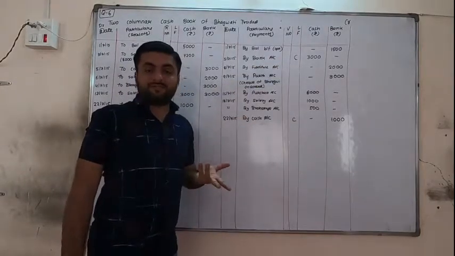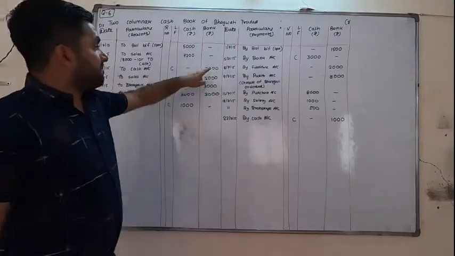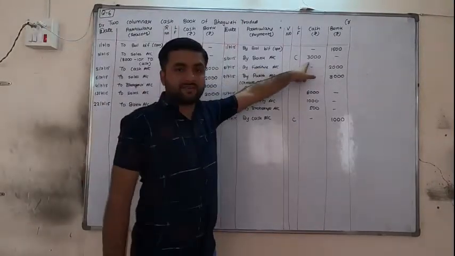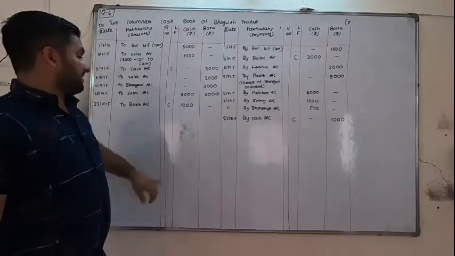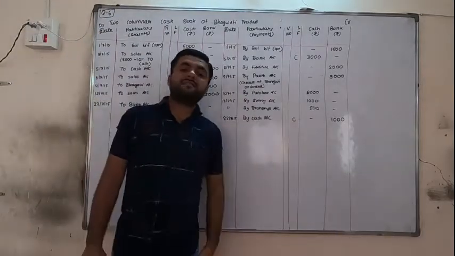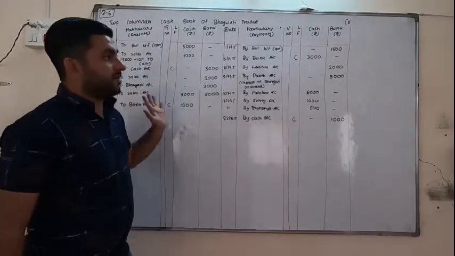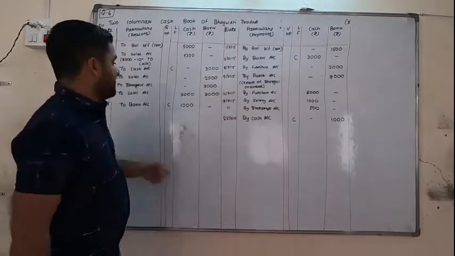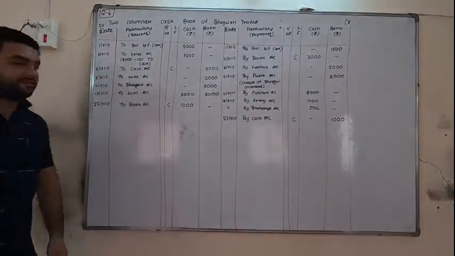Because they are opposite. Whenever we are depositing, bank is the receiver, cash is going out. Whenever we are withdrawing, cash comes in and bank is the giver. And particulars should be opposite. They are written in bank, so by cash. Here written in cash, so to.